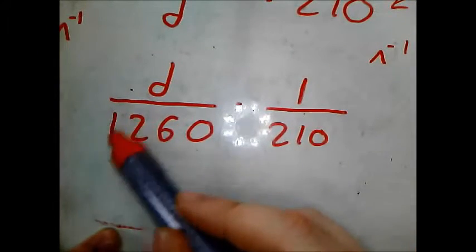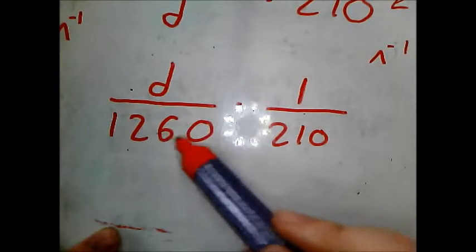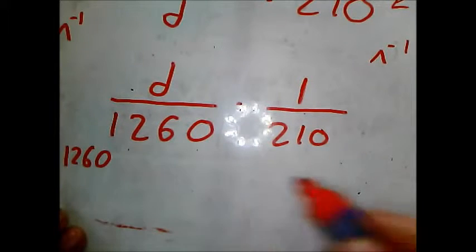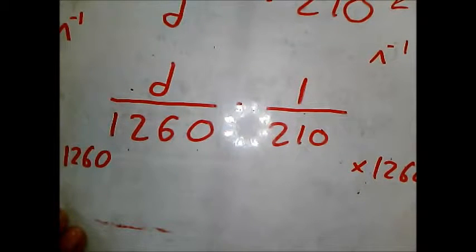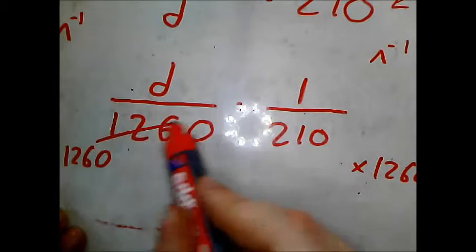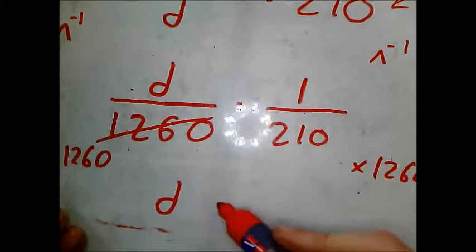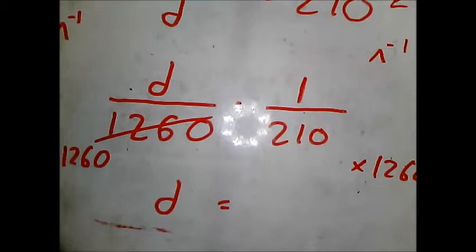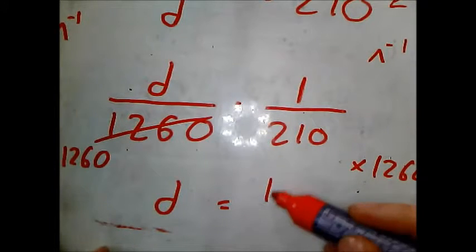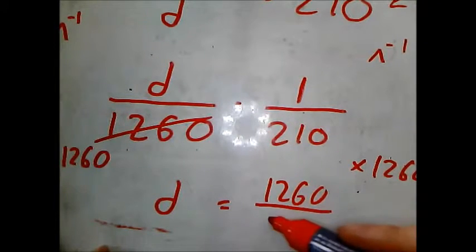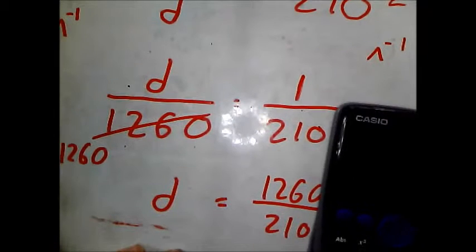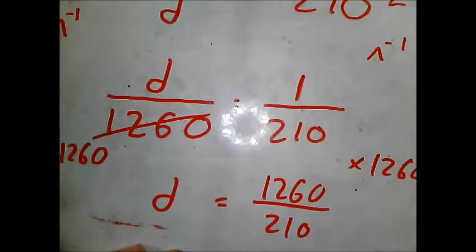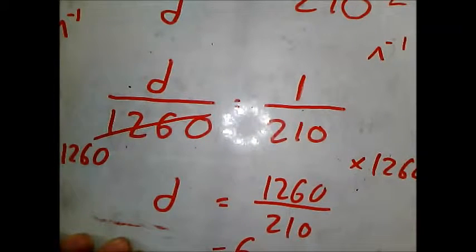Okay, now I can get rid of this 1,260 by the opposite of dividing by 1260, which is multiplying by 1260. So I'll multiply both sides by 1260. That will cancel out the divide by 1260, so I'll have d equals, and now there's a couple of ways I can write this, but I would recommend just doing this as 1260 divided by 210, which you can do on your calculator, which gives you the answer 6.